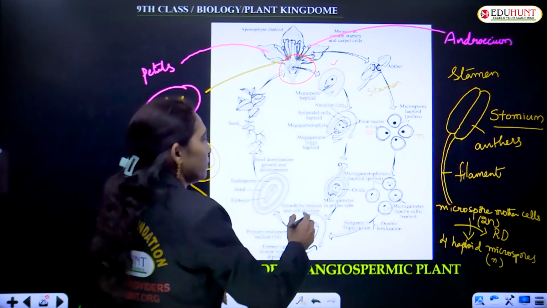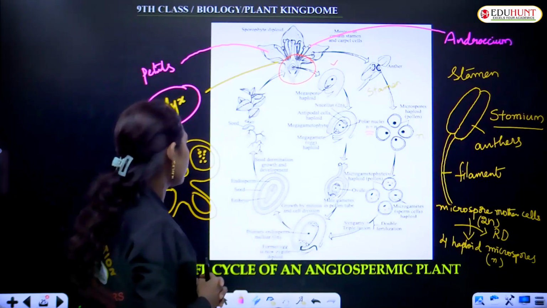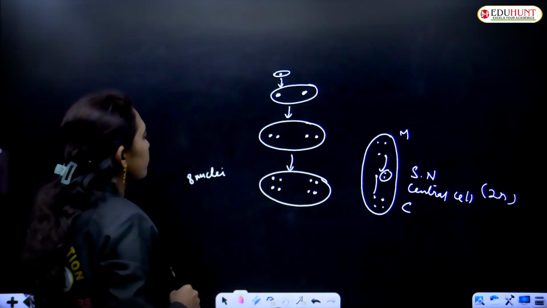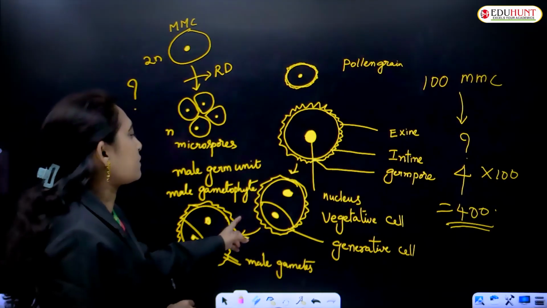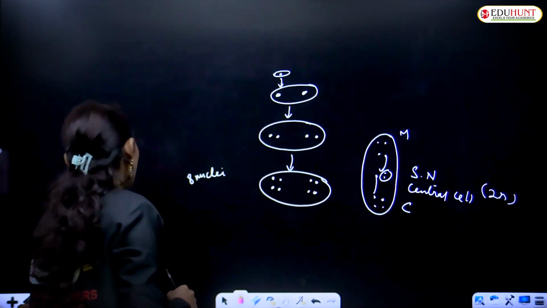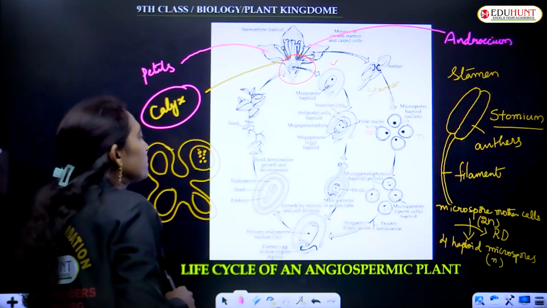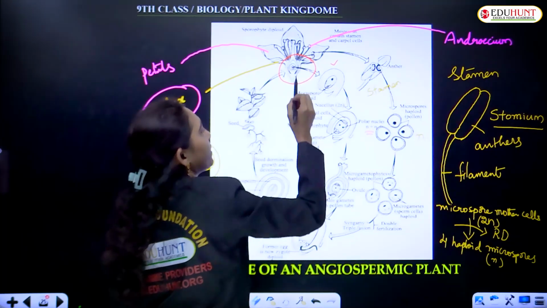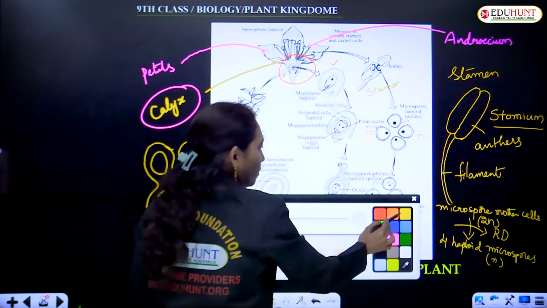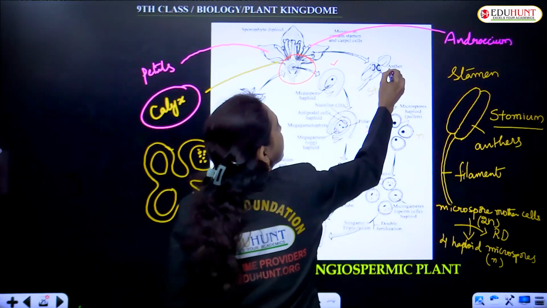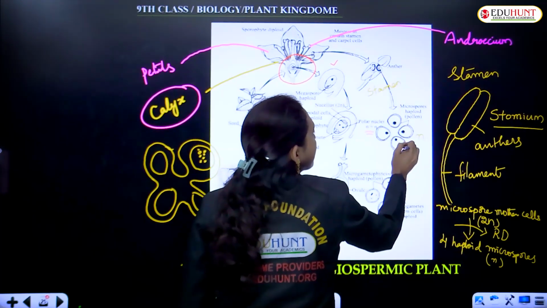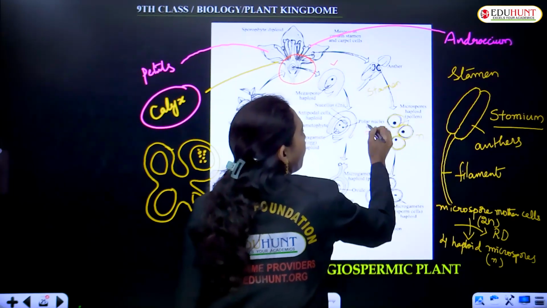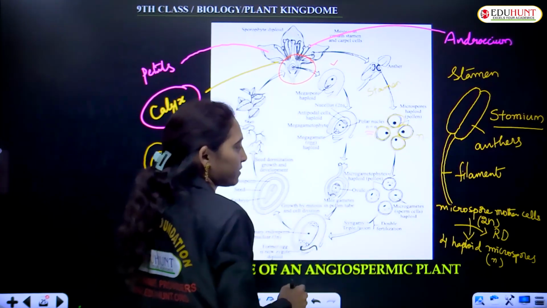Now, during the pollination, the pollen grain falls on the stigma. These are the pollen grains, I'll show you. The yellow color structures are the pollen grains.